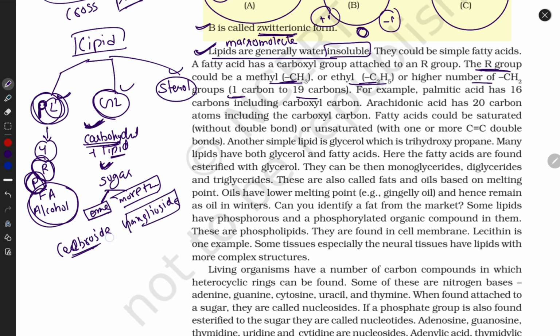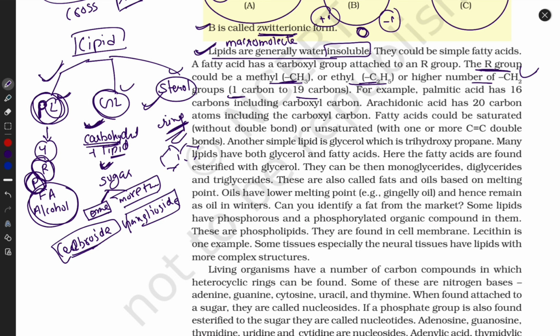This is not in your NCERT. I'm taking you beyond the level of NCERT, but for competitive exams this is important. Now steroids have a ring-like structure, that's it. They contain rings. Remember cholesterol, it is a lipid.